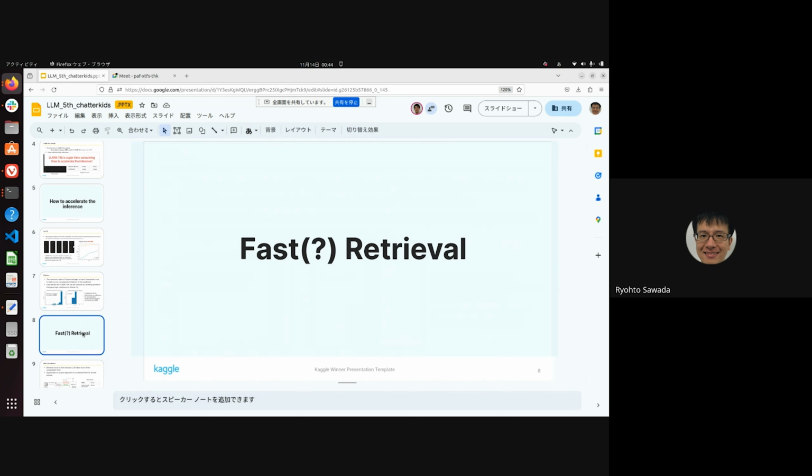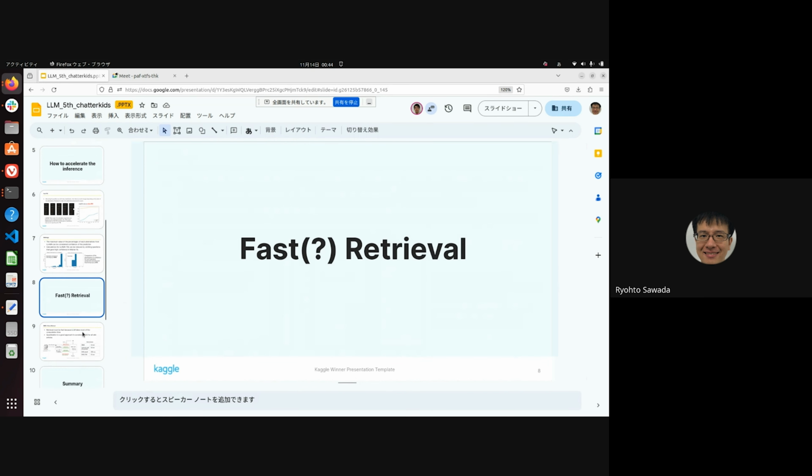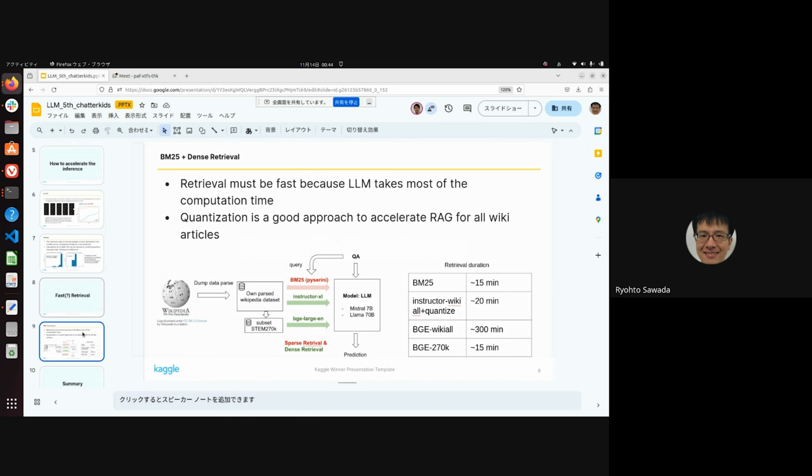The third point is fast retrieval. Many of the winning solutions use dense retrieval for all wiki articles. However, we cannot use it because of computational time. We needed rapid retrieval with the performance of dense retrieval. Our solution involves an ensemble of sparse retrieval using BM25, quantized Instructor-XL for all Wikipedia articles, and BGE for the STEM articles on open datasets. The bottom right table is a comparison of the computational times for the retrieval. That demonstrates our retrievals are fast enough to maintain computational time for Llama 70 billion.